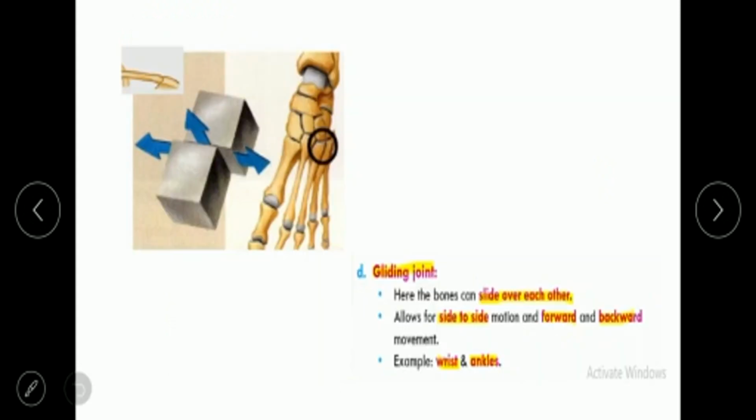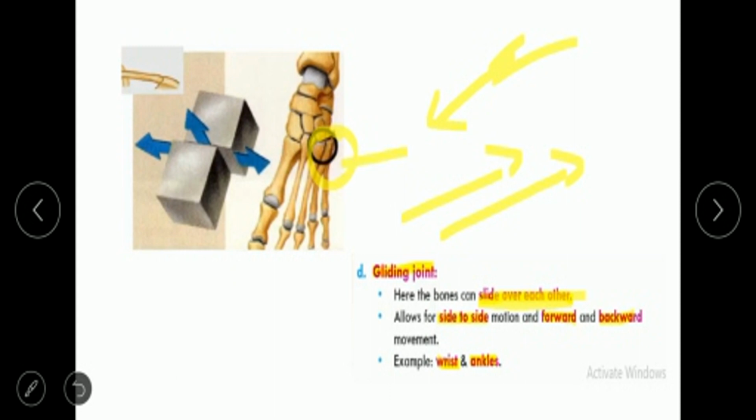Now this is the gliding joint, and the best part of the gliding joint is that you can feel it now. Here one bone can slide over another bone, like in this form.